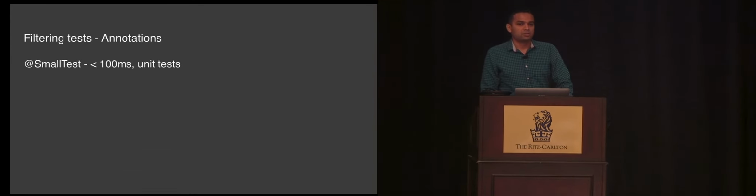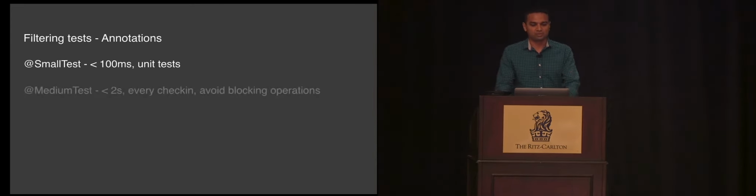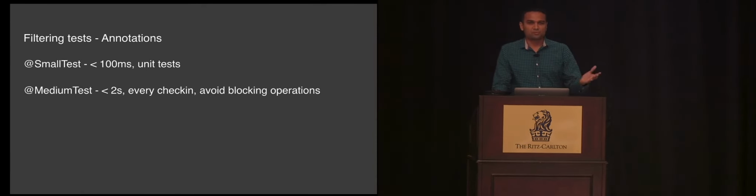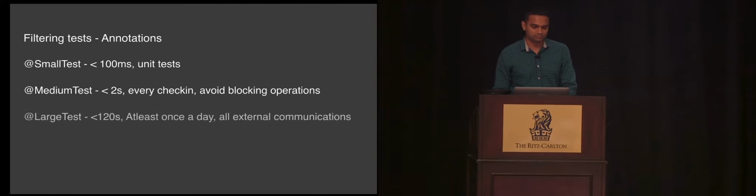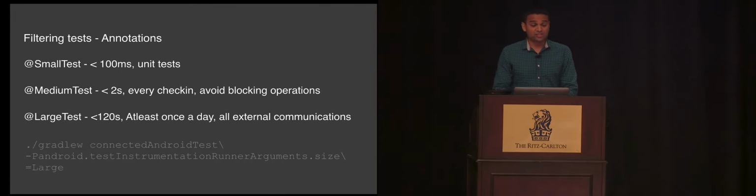Filtering tests. You can annotate tests, and there is a Google blog post on that. Typically, you want to annotate tests like small tests, so your unit tests that run less than 100 milliseconds, you'll probably annotate them as small tests. Medium tests, maybe every time you check in code, you want to run them. And the large ones that you run probably once a day. So there is a Gradle command to run the tests based on the size also. Just pass in the property for size for connectedAndroidTest, and it will run them. And test.